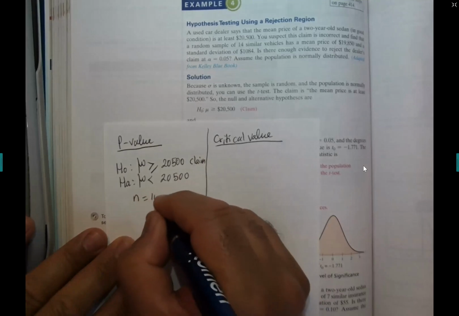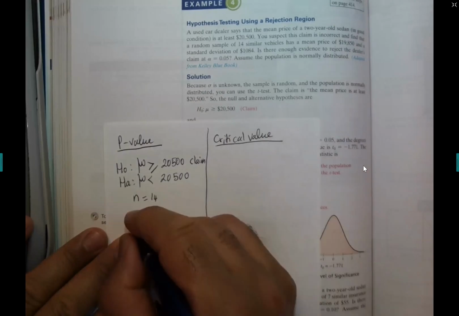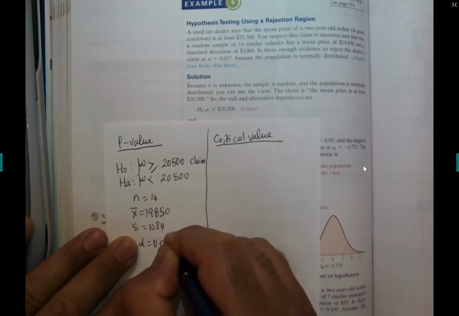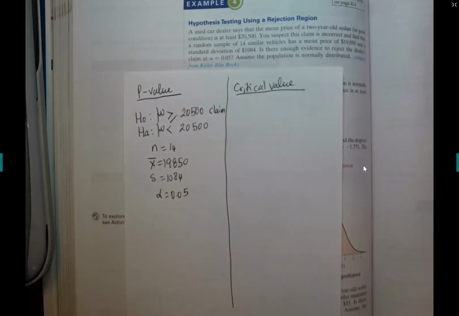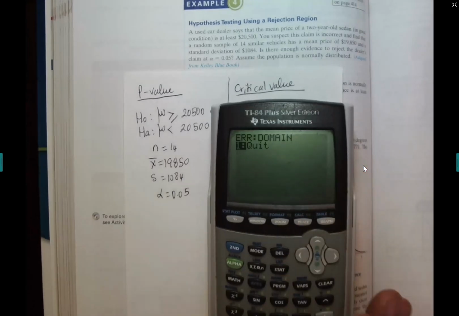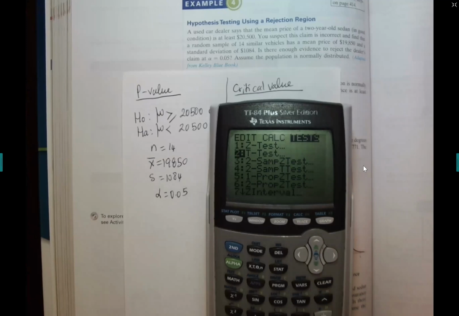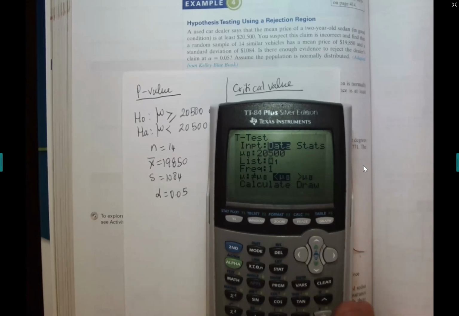n is 14, he says. Sample mean is 19,850. s, he says it's 1,084, and he wants us to test at alpha equals 0.05. Okay, please help me and grab your calculator and let's run the t-test here. Stat, t-test. mu0, we're testing against 20,500, guys. Oh, not data, sorry. It should be stats, summary. x bar is 19,850. s is 1,084. And n is 14. And what is the alternative sign here? Less than.